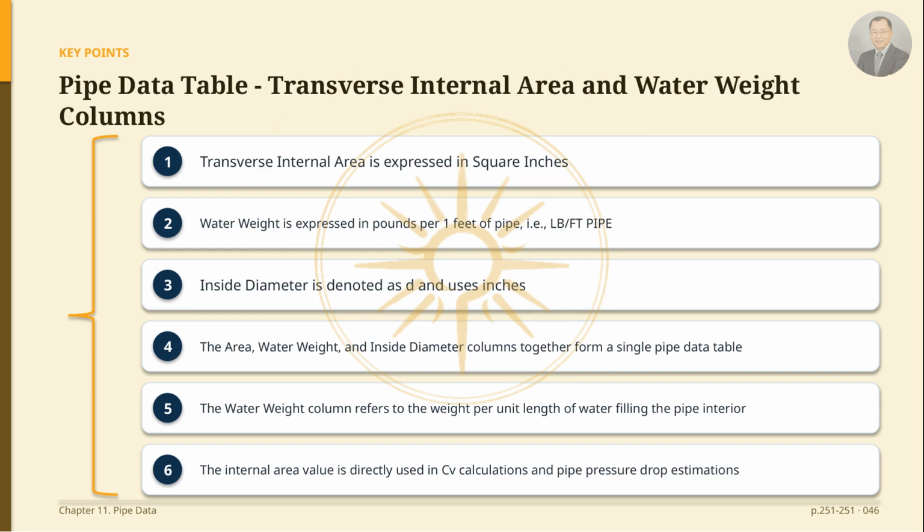I would like to introduce the column configuration of the piping data table. This table provides the internal transverse cross-sectional area of the pipe in square inches. It also shows the weight of water per foot of pipe in LB/FT pipe, which tells you how heavy the water filling the inside of the pipe is per unit length. The inside diameter is denoted as D and should be read in inches. Since these area, water weight, and inside diameter values are key figures used directly when calculating CV or estimating the pressure drop of the piping, it is best to remember them as a group.